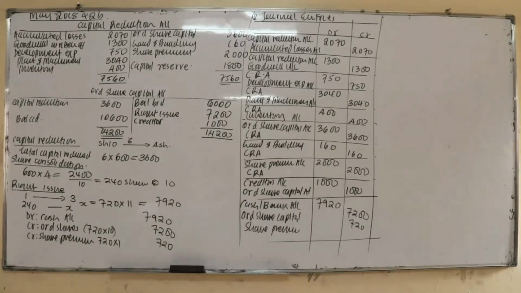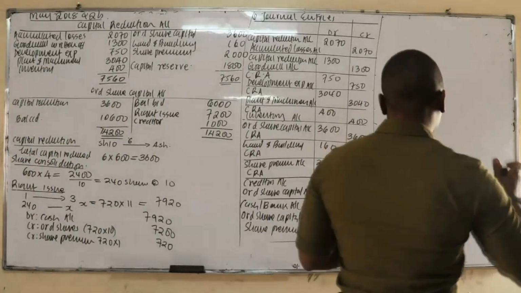Required number 2. So number 1 was the journal entries to record the above transaction. Number 2 was the capital reduction account. How do you prepare capital reduction account? It's already there. Number 3, statement of financial position after effecting the scheme of reorganization. Now, how does the balance sheet look like?